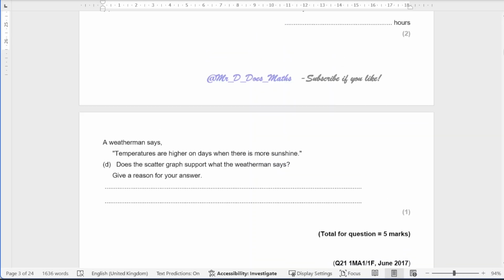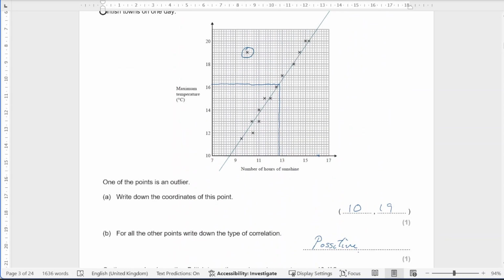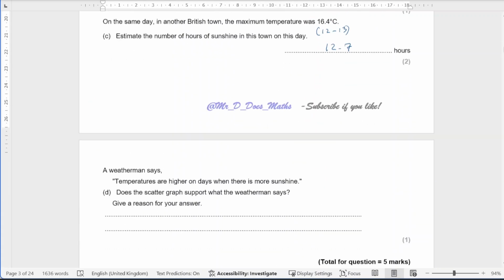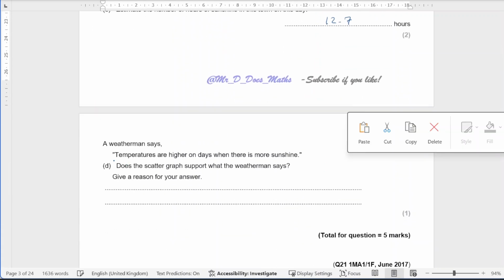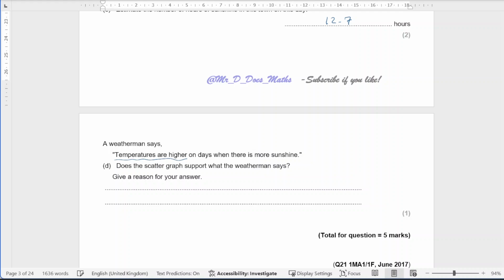What the graph shows is the maximum temperature versus the number of hours of sunshine. So it doesn't strictly speaking say temperatures are higher. It shows that maximum temperatures are higher. But for example, it doesn't show that for an hour it was a very high temperature and then the temperature dropped. So I did try and argue that in the summer. I wouldn't recommend that though.